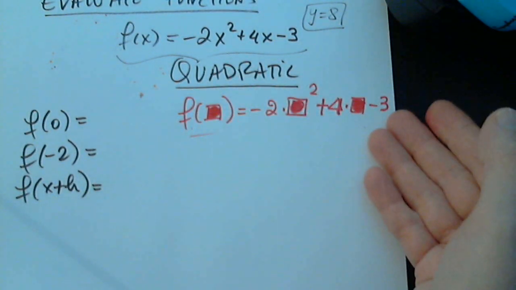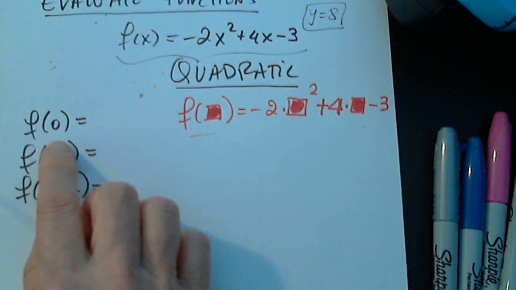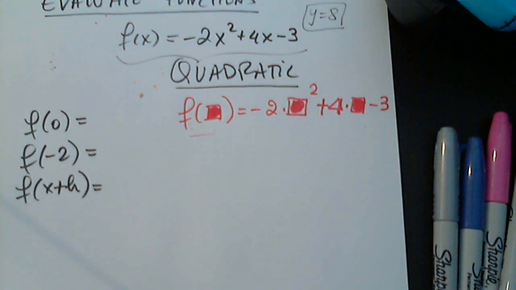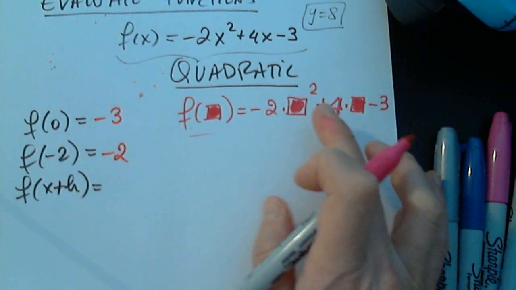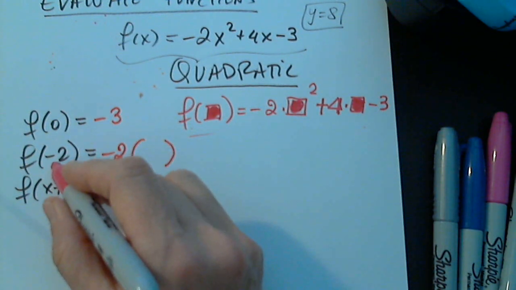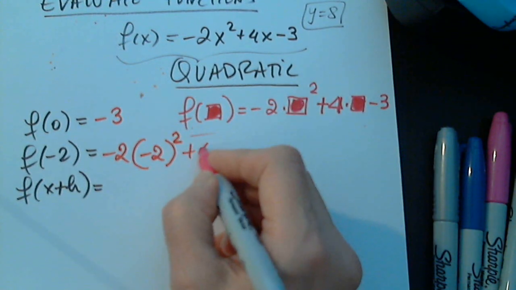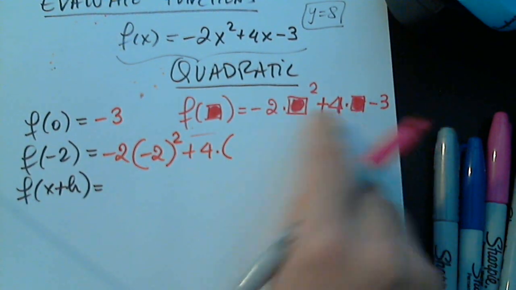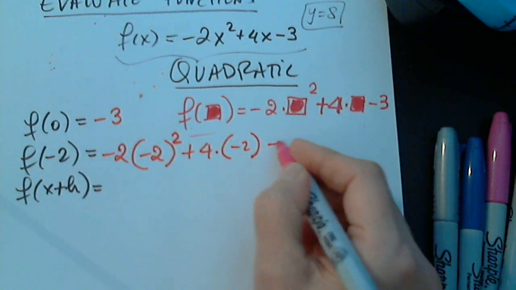Once I understand the pattern, this is a piece of cake. Because f of 0 will be 0, 0, -3, and it's done. f of -2 requires a little bit of calculation. I'm going to copy the -2. I'm going to replace the whatever with parentheses, because it's a negative number. Put the square on it, plus 4, with parentheses again, replace the whatever by -2, and then -3.